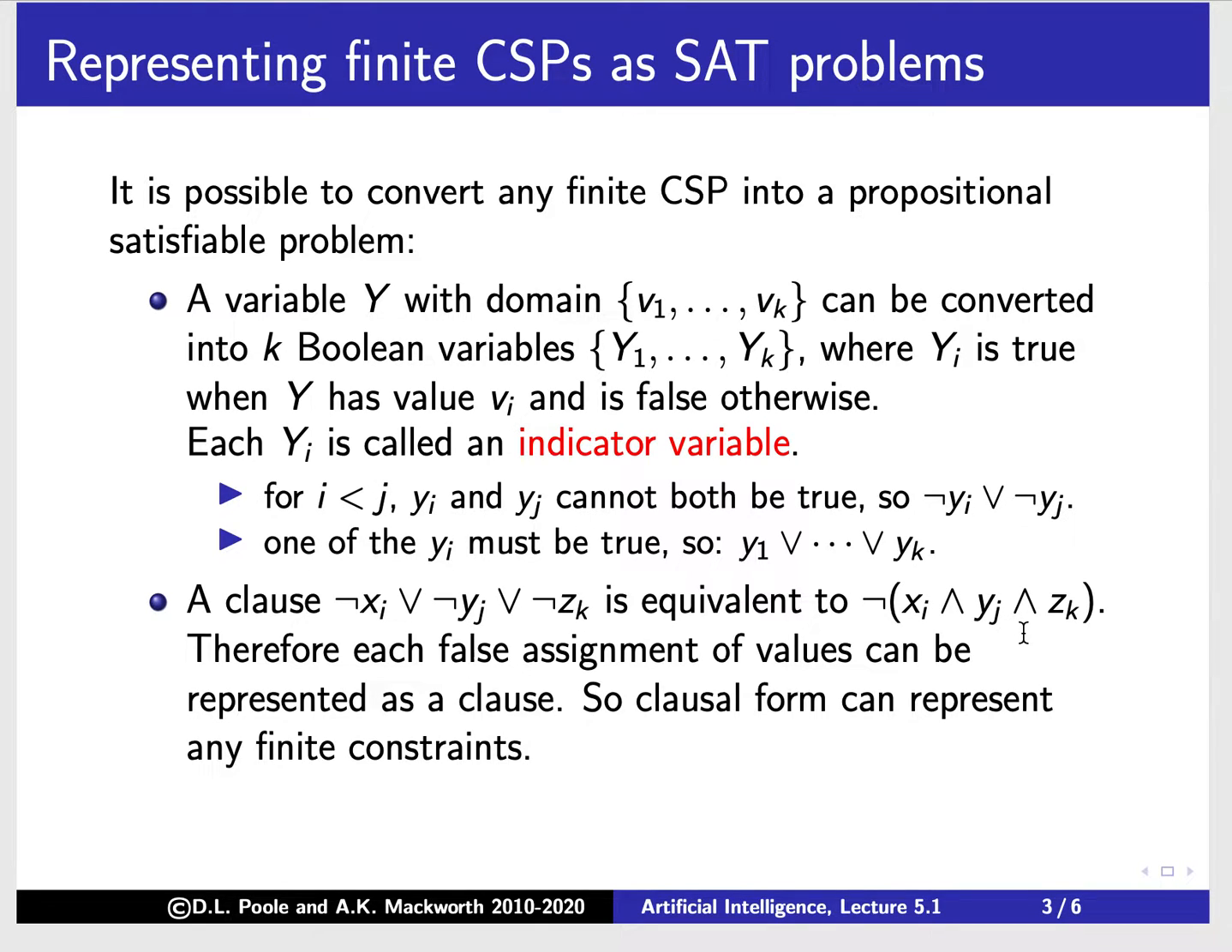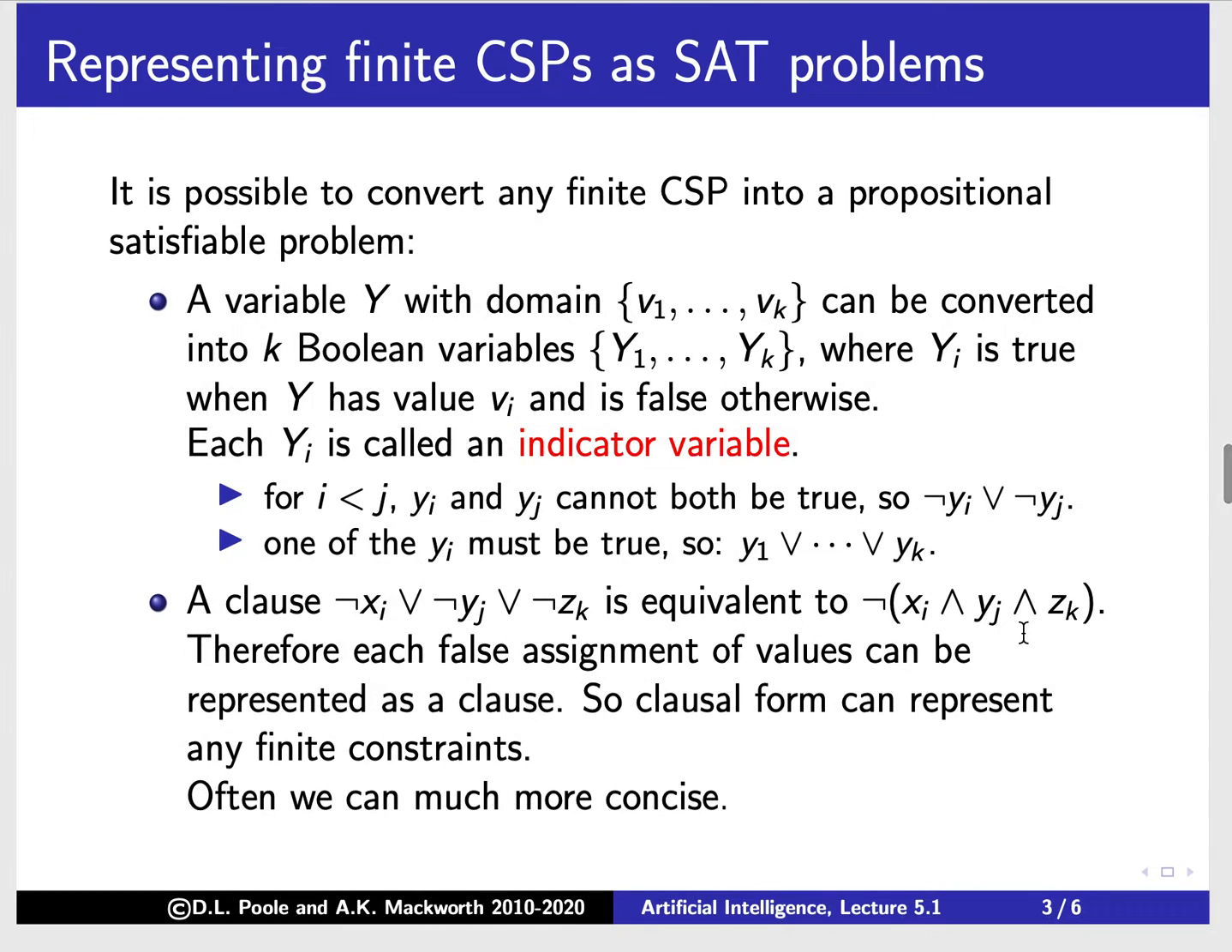One way of representing it as a SAT problem is that for every false assignment of values, so we have a set of variables and some false assignment, we can represent that as one clause. This shows us that the clausal form can represent any finite constraints. We just have as many clauses as there are false statements in that table. However, we can often do much better than this. We can often do a much more concise description that uses many fewer constraints. So this is just an upper bound, but it also shows that we can do all of these things.